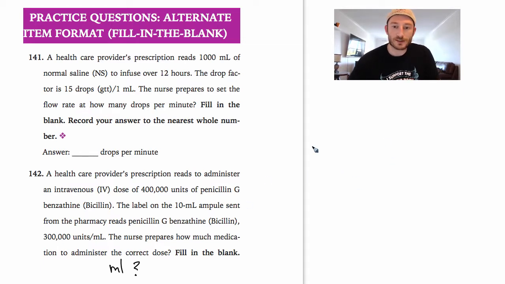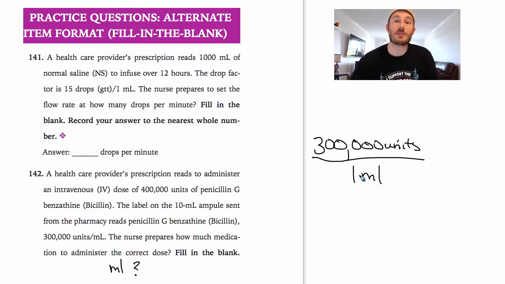So I'm just going to write down, if we know it's 300,000 units per 1 ml, let me ask you a hypothetical question. If it was 600,000 units the providers asked you to give, how many mLs would you give? Well, if it's 600,000, it's twice the mLs, so it's just 2. If it was 900,000, it'd be 3 times the mLs. So what's my point? My point is this is asking for 400,000 units.